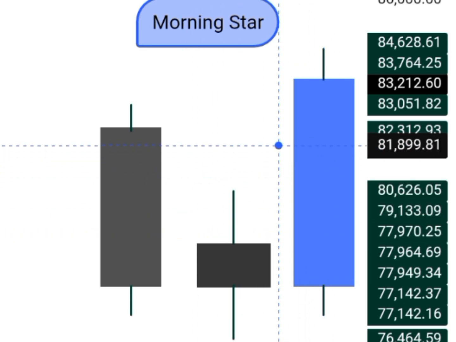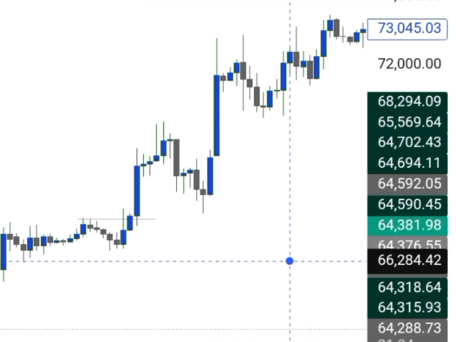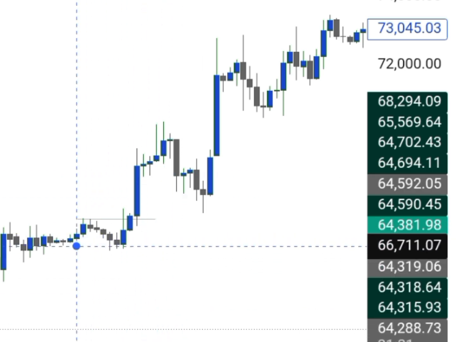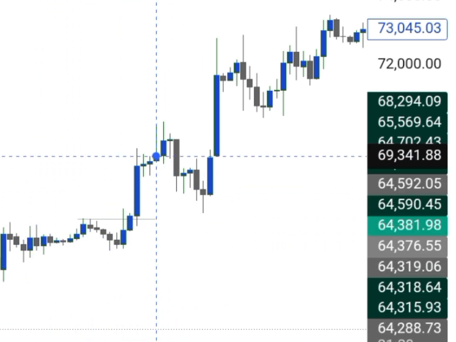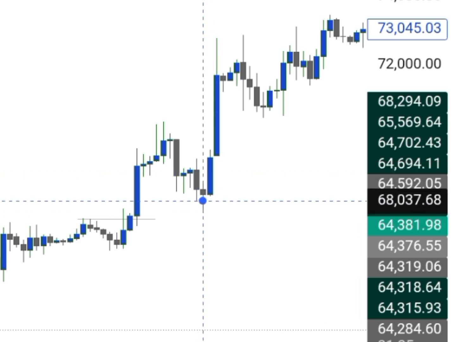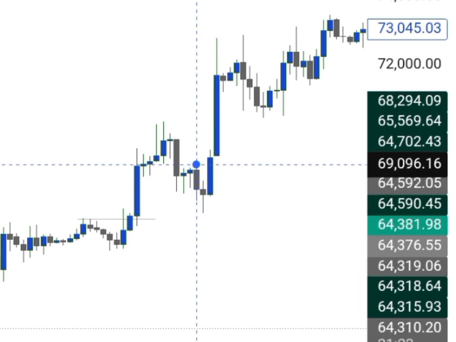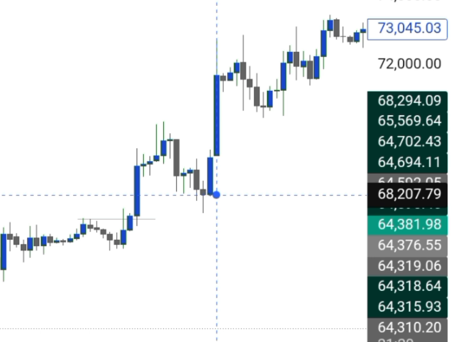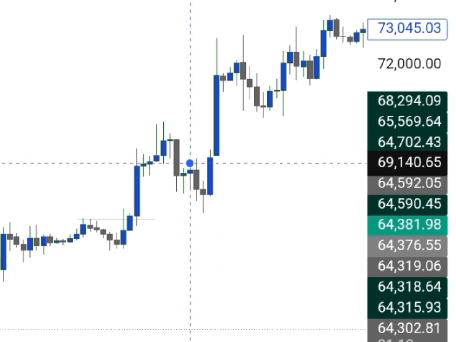So that is the morning star. As you can see here, this market was moving, then moving. When it reached here, it started dropping. What happened after it reached here? It formed this. See these candlesticks, and see this one and this one. This is a pattern we had done. This is a morning star.